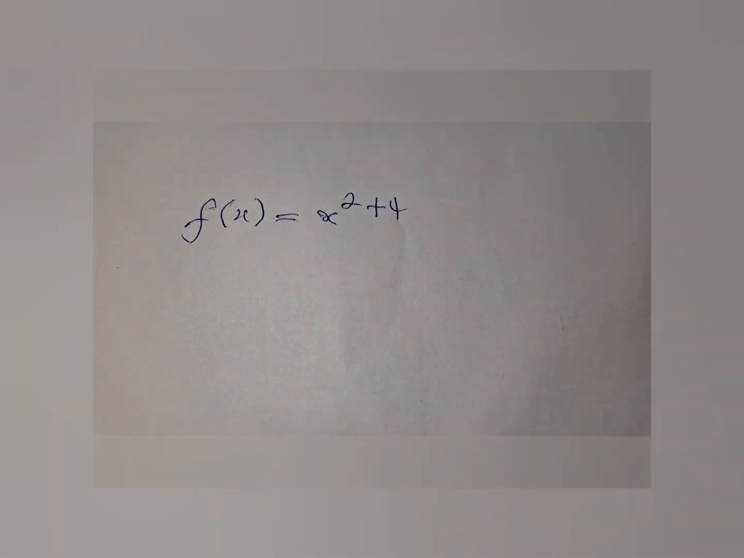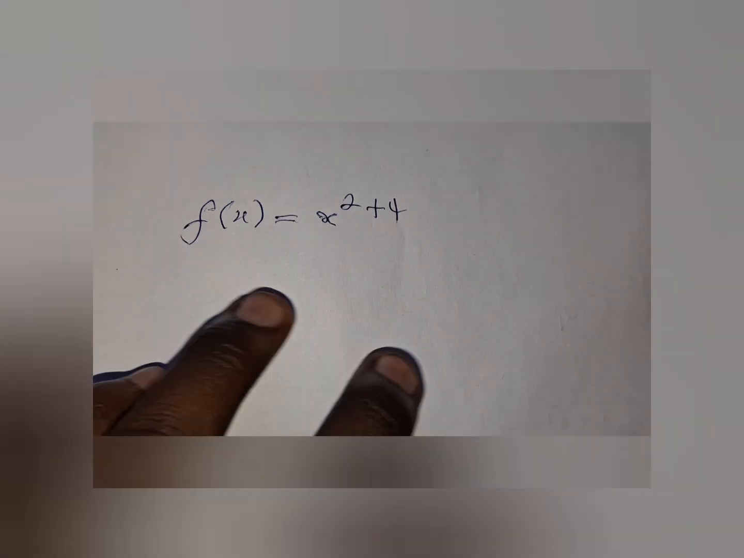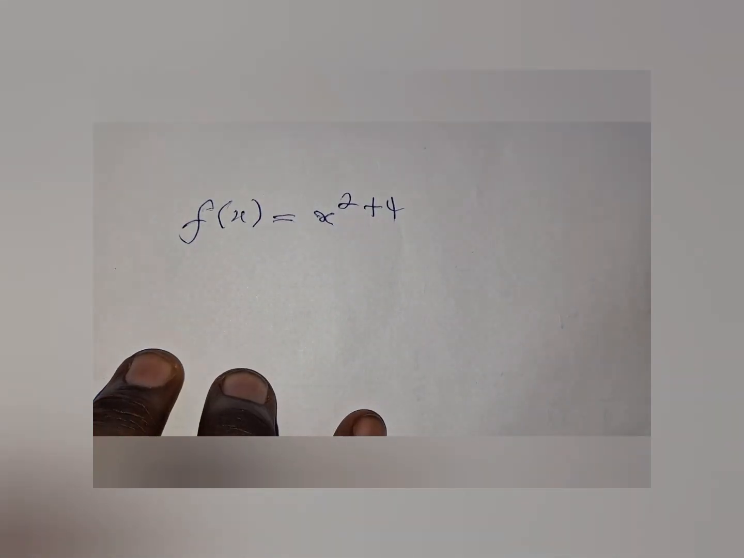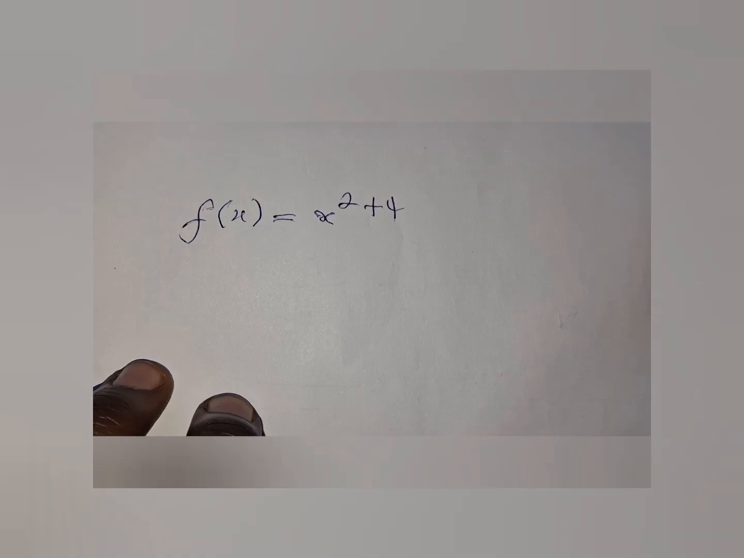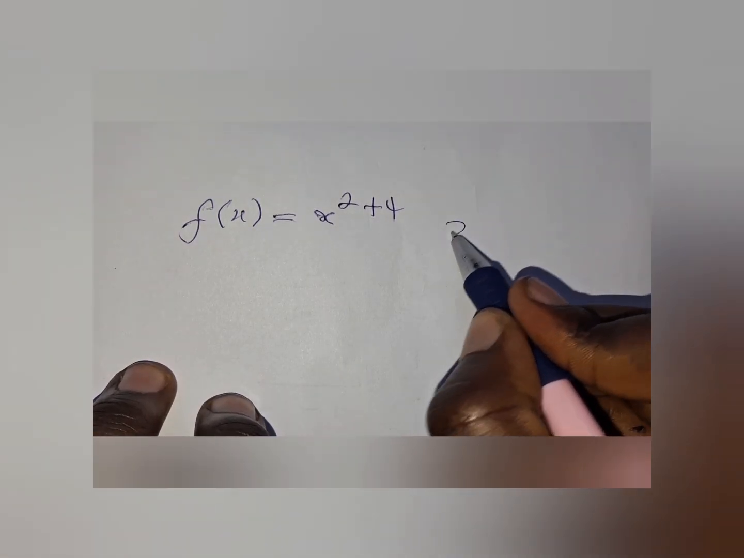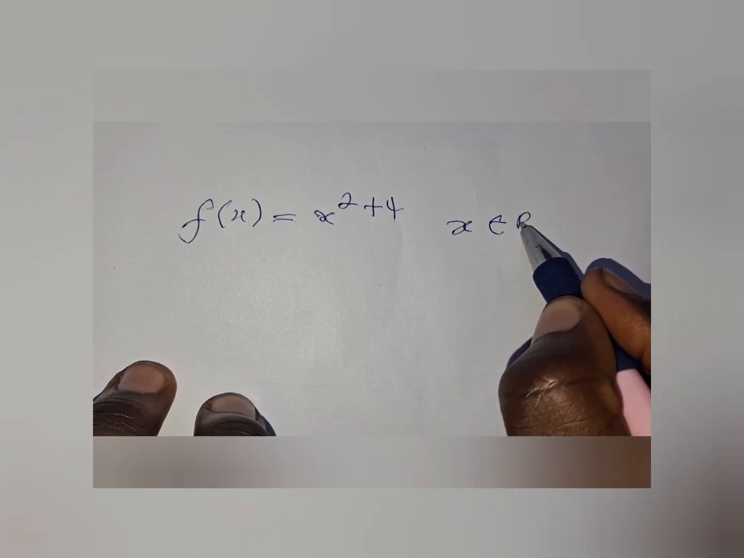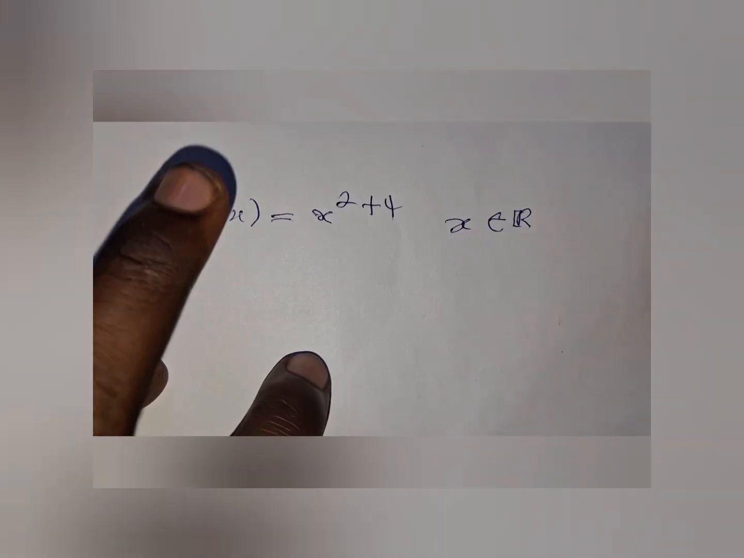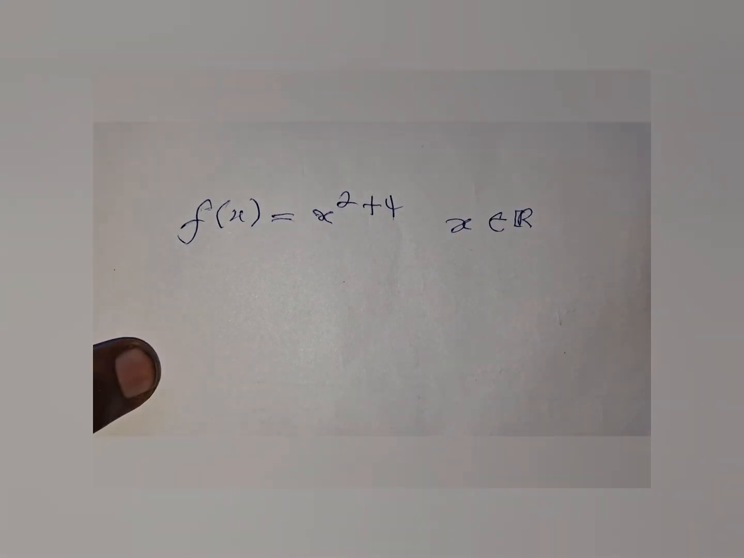And what do we know about this graph? This function is a function that takes all the real values. So the domain in this case is going to be just x is an element of all the real values. All the real values give defined outputs when we put them into the function f.